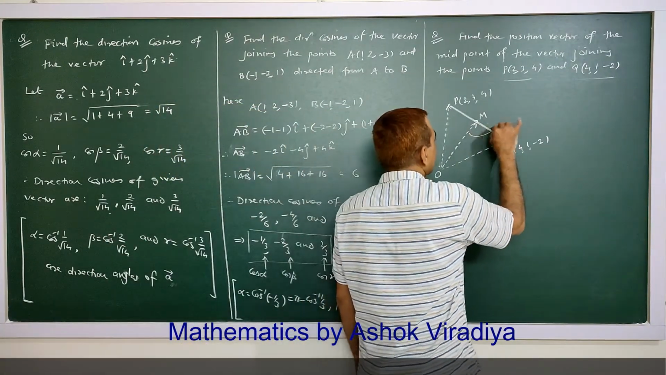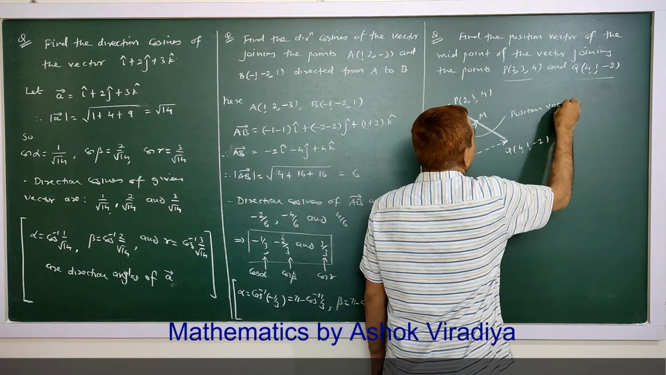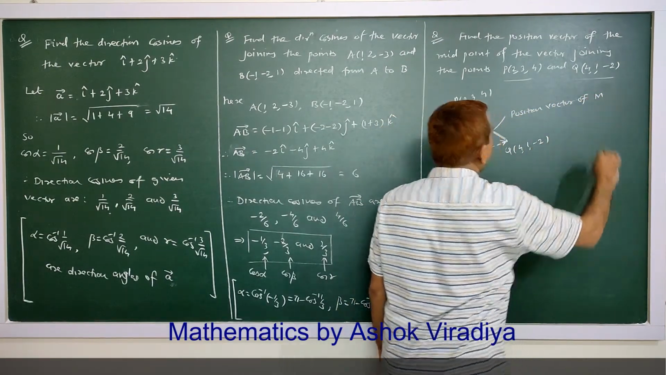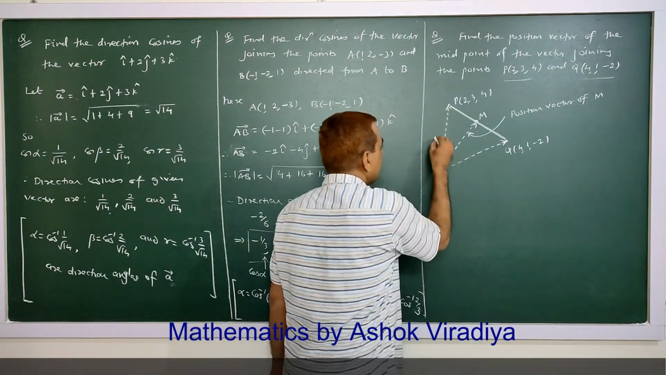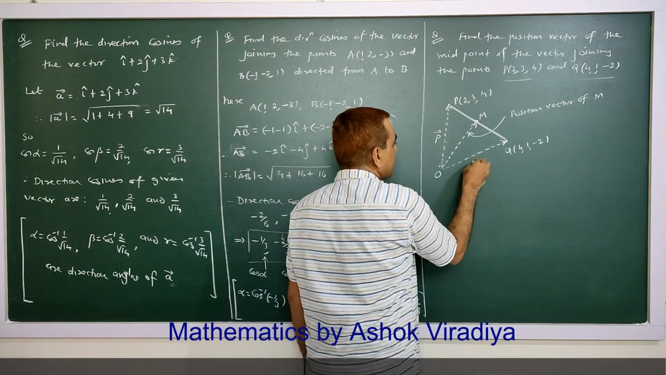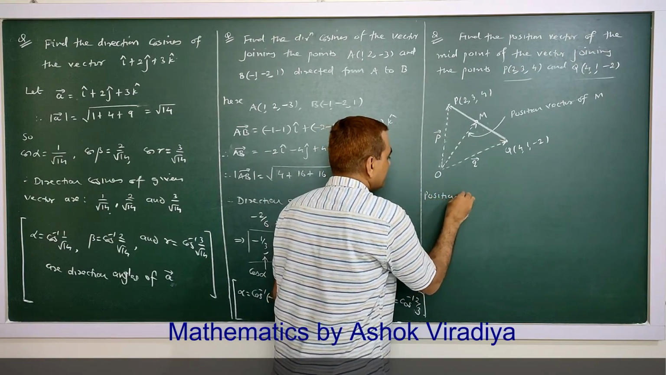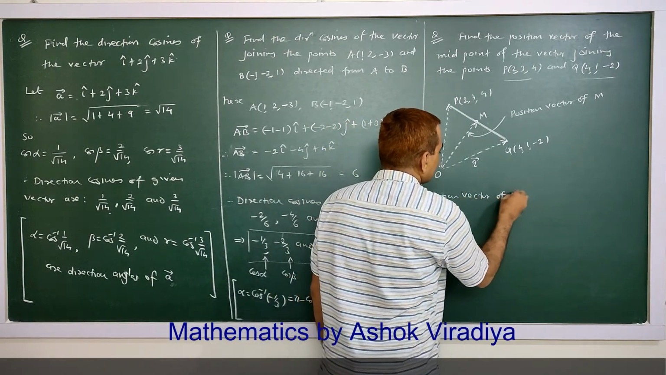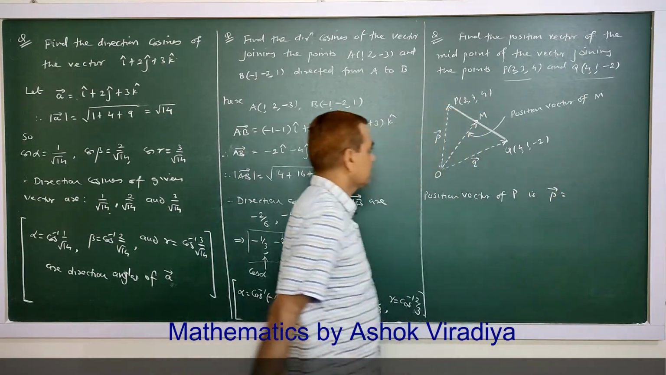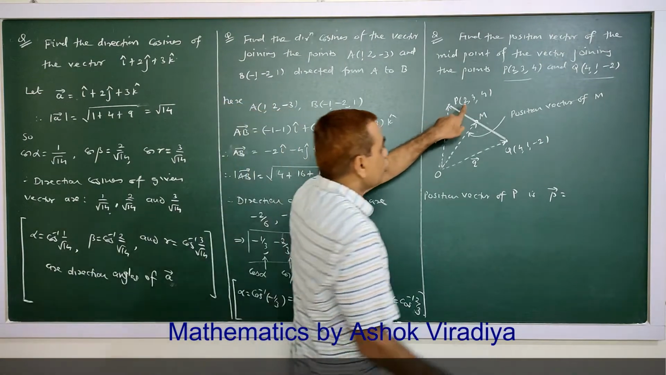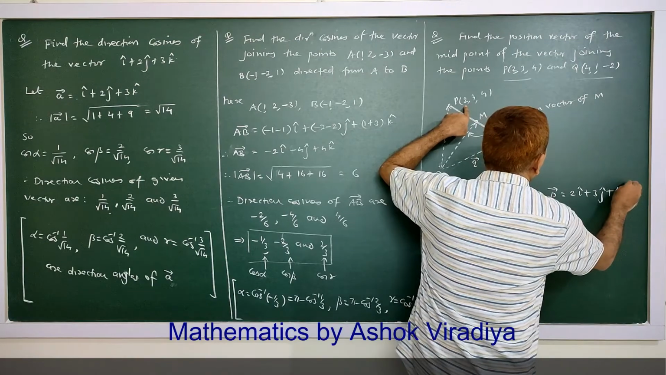This is position vector of M. So here, let me say this vector is P, this vector is Q. So position vector of point P is vector P, and vector P is 2i plus 3j plus 4k.